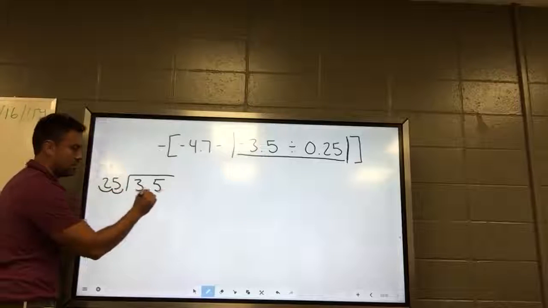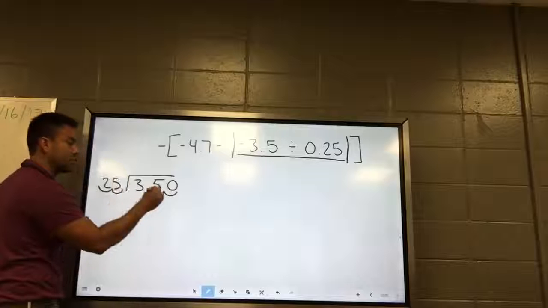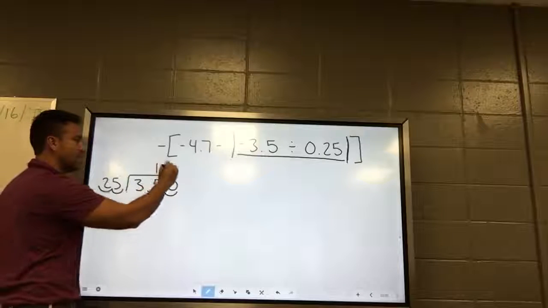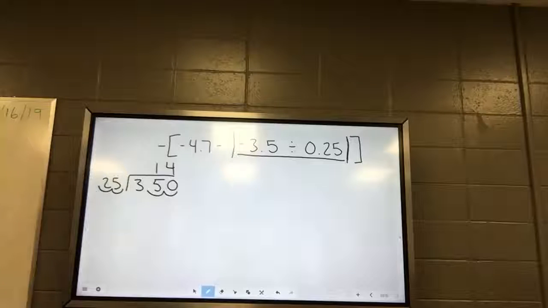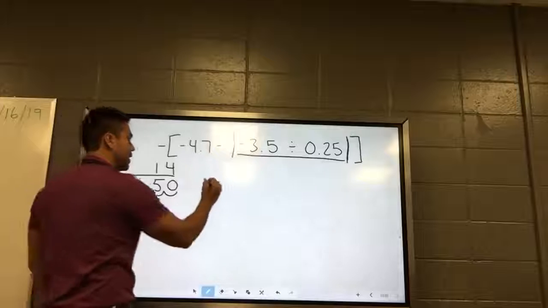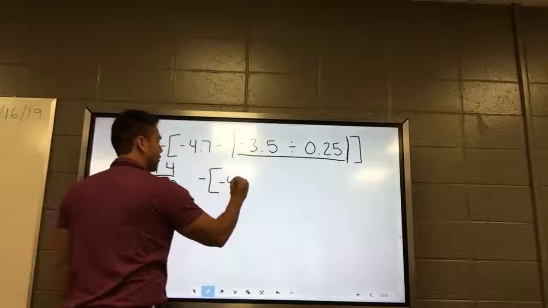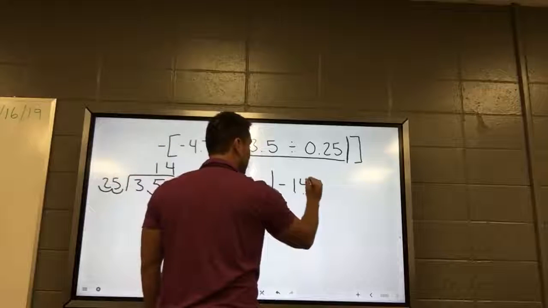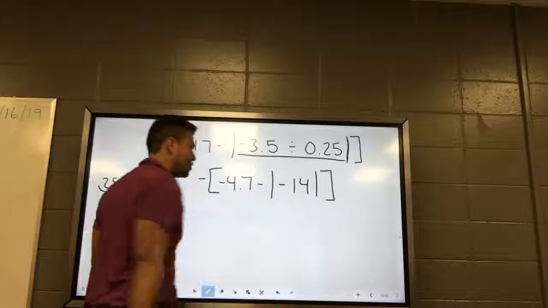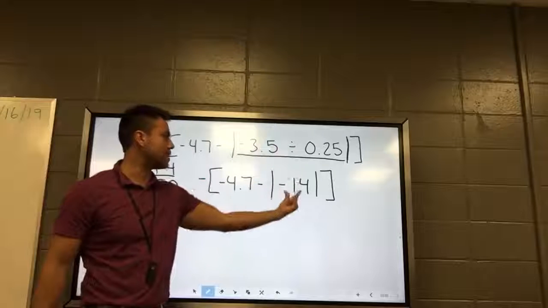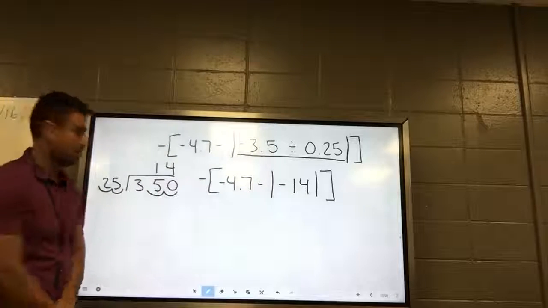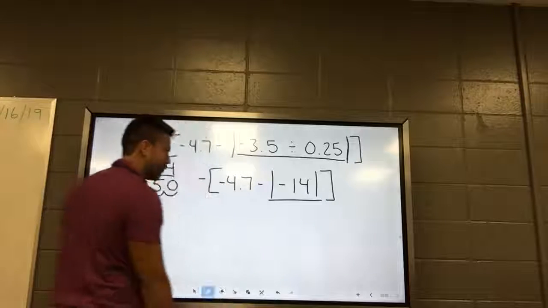Move it over twice. So I'm going to have 25 into 350. That's once. With the remainder of 10, that's 4. 14. And I did that off to the side because that's my work to justify that. So I got negative 4.7 minus the absolute value of negative 14. Okay, see, I justified this step. I said, what is that? It's that. Okay, what would I have to do next? Yes, sir? What is the absolute value of negative 14?